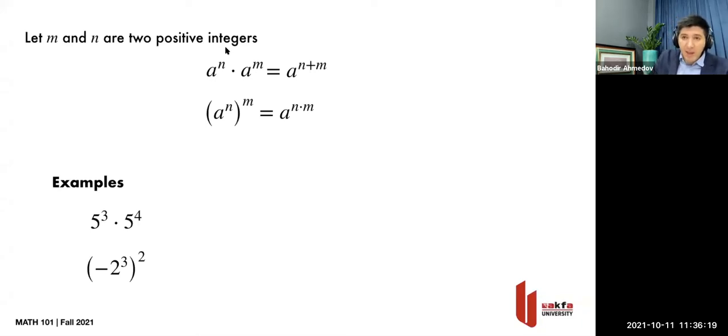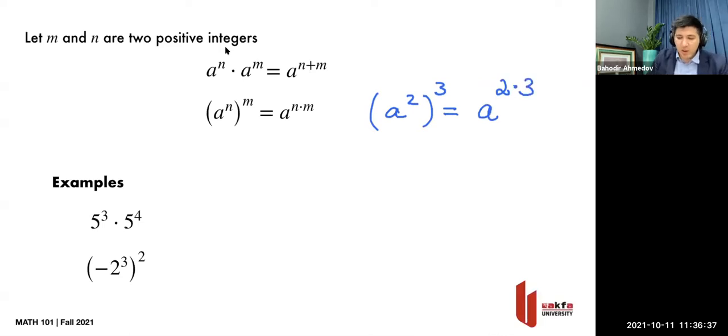It's powering up a to the power of m. So a to the power of 2, raised to the power of 3, is not going to be a sum. It's not going to be the addition of 2 and 3. It's going to be the multiplication of 2 and 3. It's going to be a to the power of 2 times 3, which is a to the power of 6. And again, the idea is you look at this a squared as just one number, just one symbol.